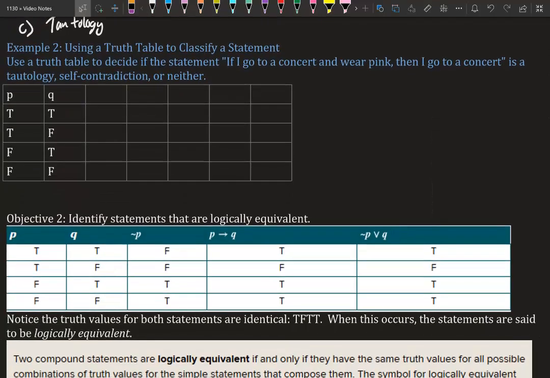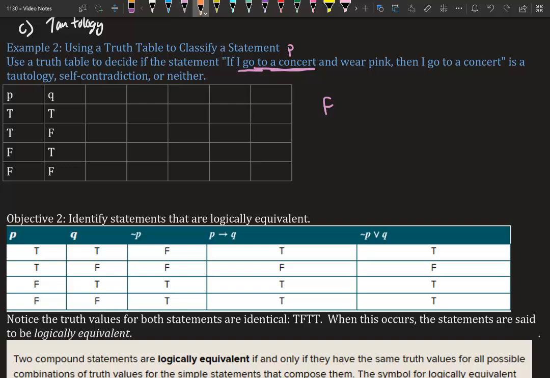Let's use a truth table to decide if the statement "If I go to the concert and wear pink, then I go to the concert" is a tautology, a self-contradiction, or neither. So the very first thing we need to do is go from words to symbols. So we have, if I go to the concert and wear pink. I already have two simple statements there. Our first simple statement is I go to the concert. That's P.